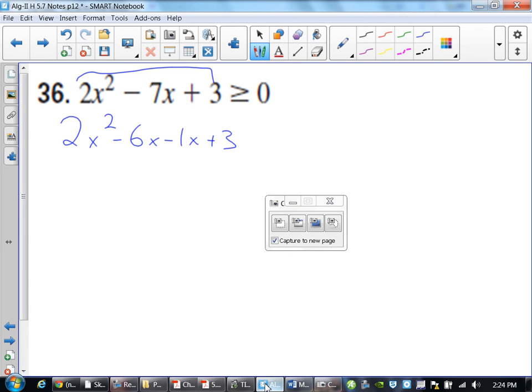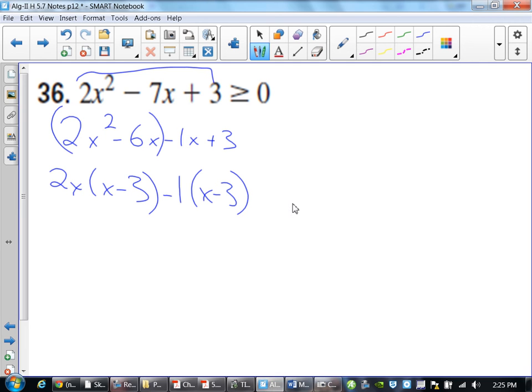Group it. Get your GCFs. What do I take out of that second grouping? Therefore, you have 2 terms, 2x minus 1 and x minus 3. That gives you zeros at 1/2 and 3. I know that this curve crosses the x-axis at 1/2 and at 3.